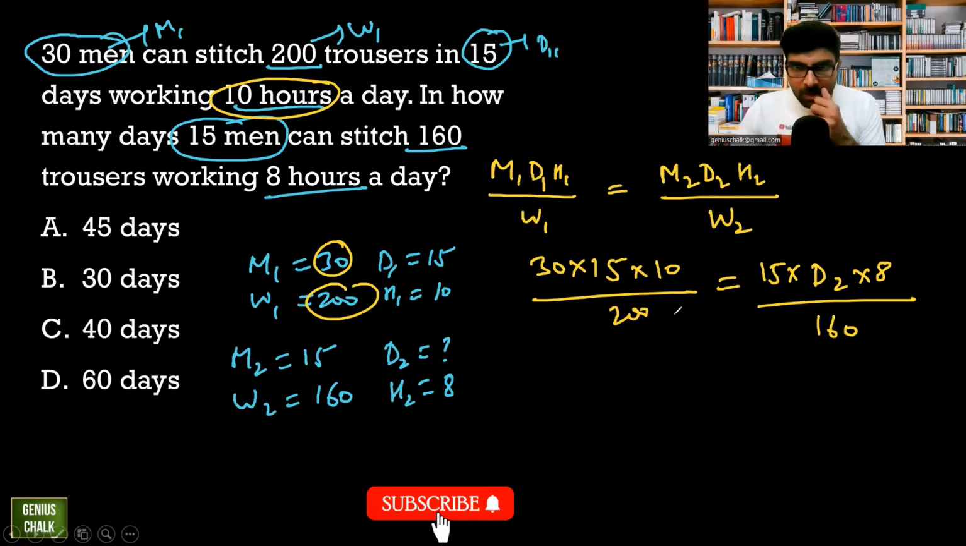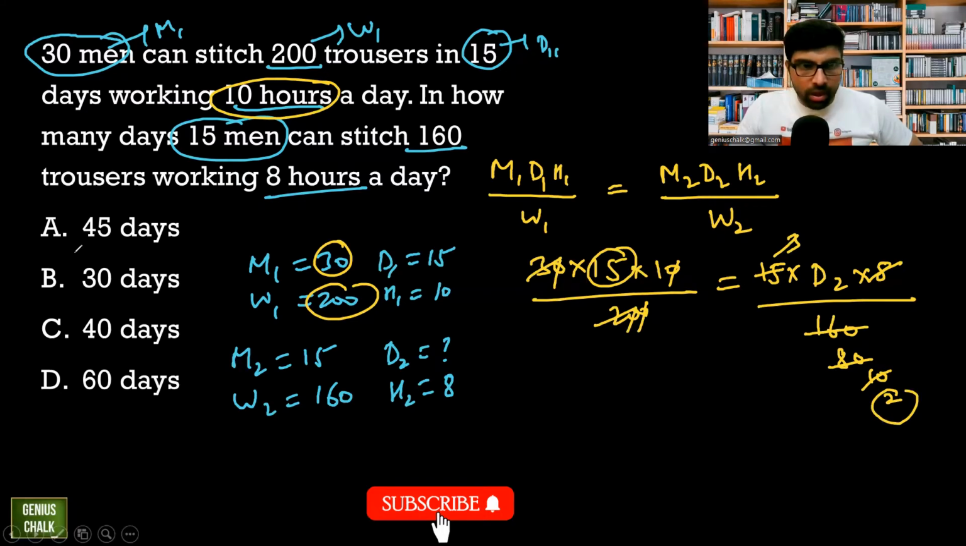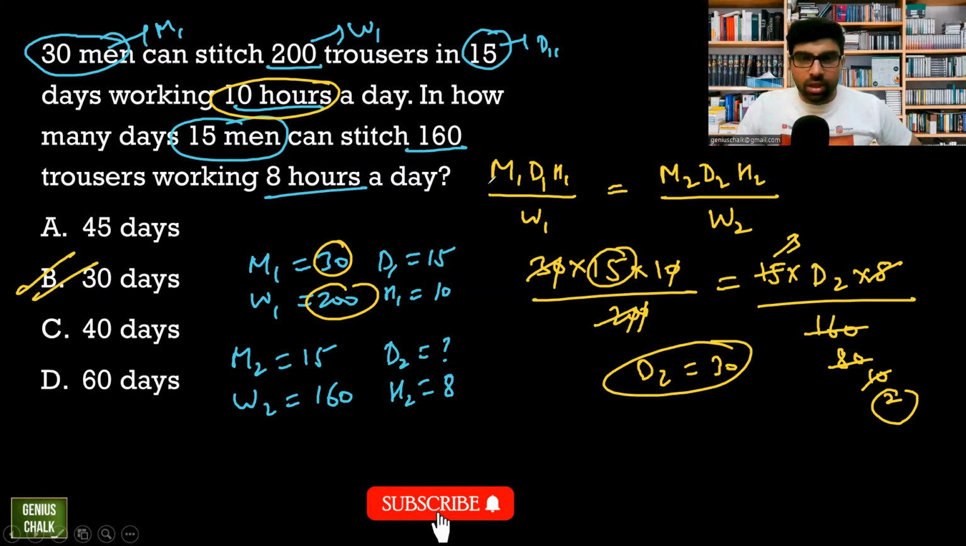Now cancel this. 0 0 cancel, 0 0 cancel. After that, 2 8s are 16. So 8 10s are 80. 5 2s are 10, 5 3s are 15, 3 cancel. So 15 into 2, it is 30 days. So D2 value will be equal to 30 days, right? So this is how you can solve this.